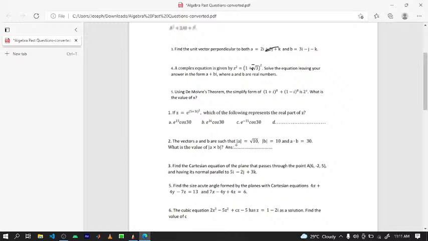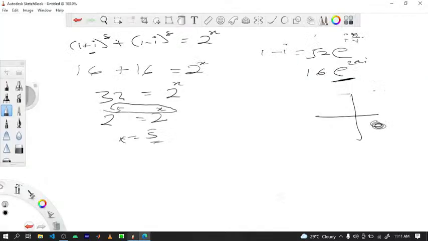We have e to the power 5 plus 3i, all squared, right? e to the power 5 plus 3i, all squared. And we are to determine which one represents the real part.